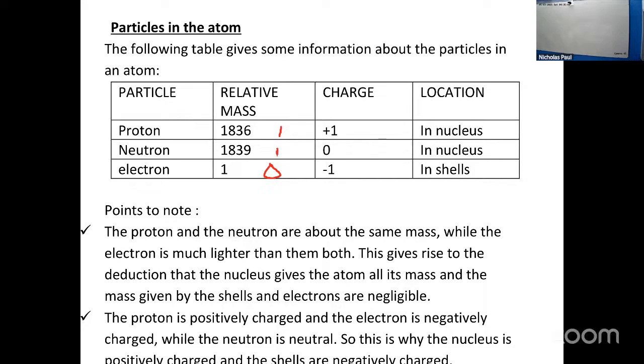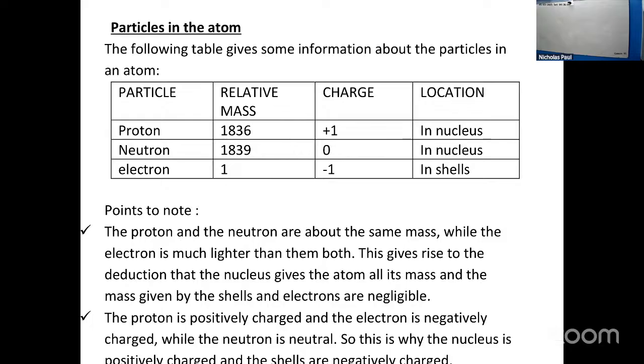Remember that? So these are the values that you will use. Proton, positive charge; neutron, 0; electron, -1. Where are they found? Proton in the nucleus, neutron in the nucleus, electron in the shells. Okay with that? They have the same mass and so on.